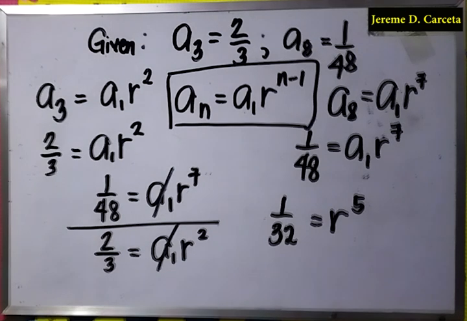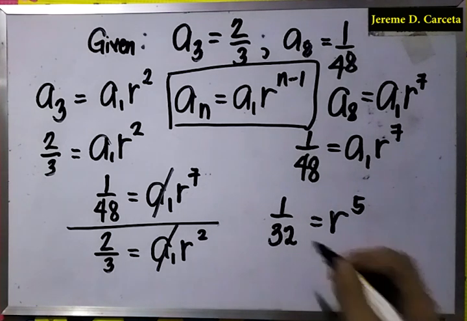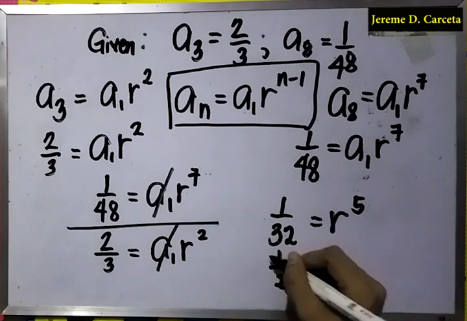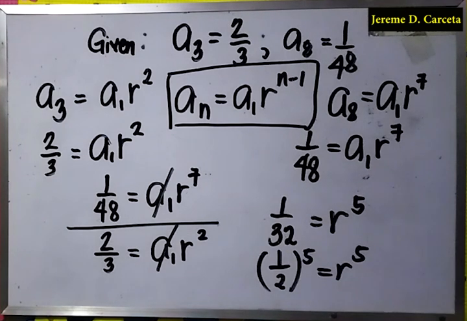So we have to make our 1/32 a number with the same exponent on the other side. So we have to think of a number that would give us an exponent of 5. And that would be 1 over 2 raised to 5 is equal to r raised to 5.